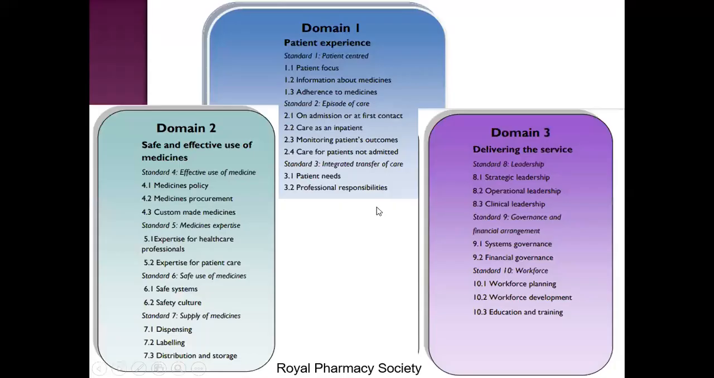Then various matrices and KPI. So these are the various domains I have taken from this publication. One is patient experience domain, where standard one is patient focus. Then standard two is episode of care. Standard three is integrated transfer of care. Then domain 2 is safe and effective use of medication. Standard 4 is effective use of medication. Standard 5 is medicine expertise. Standard 6 is safe use of medicines. Standard 7 is supply of medicines. This includes dispensing, labeling, distribution, storage. Then domain 3 is delivering the service. Standard 8 is leadership. Standard 9 is governance and financial arrangement. Standard 10 is workforce. So this is a classified listing of various matrices which can be derived from these standards.